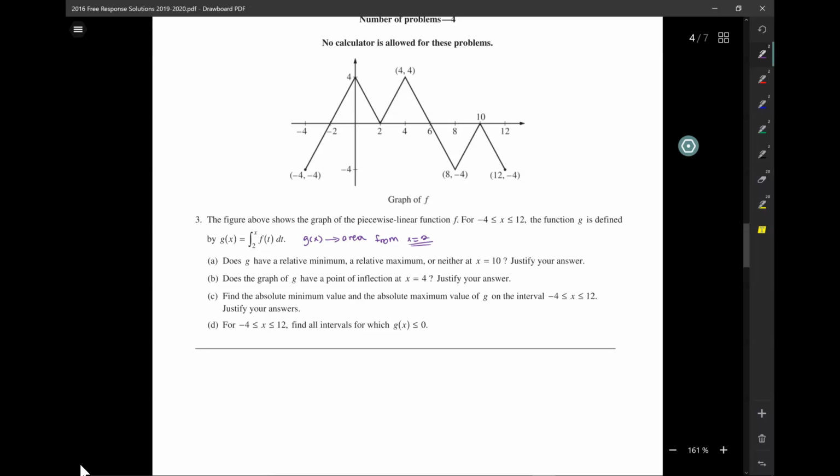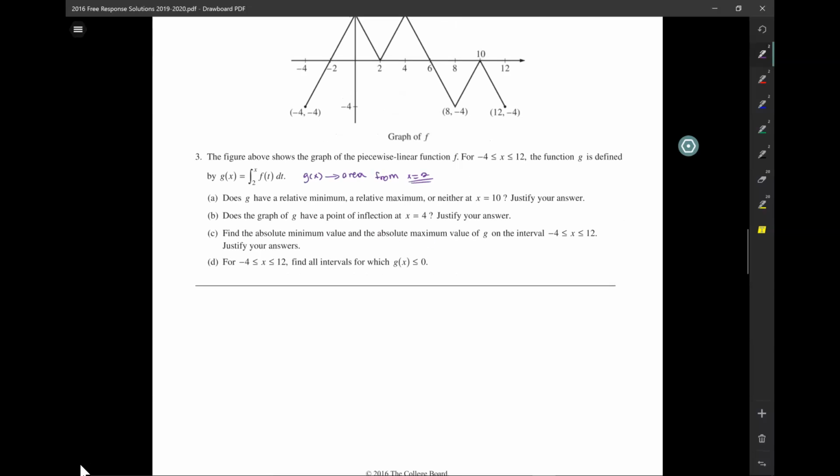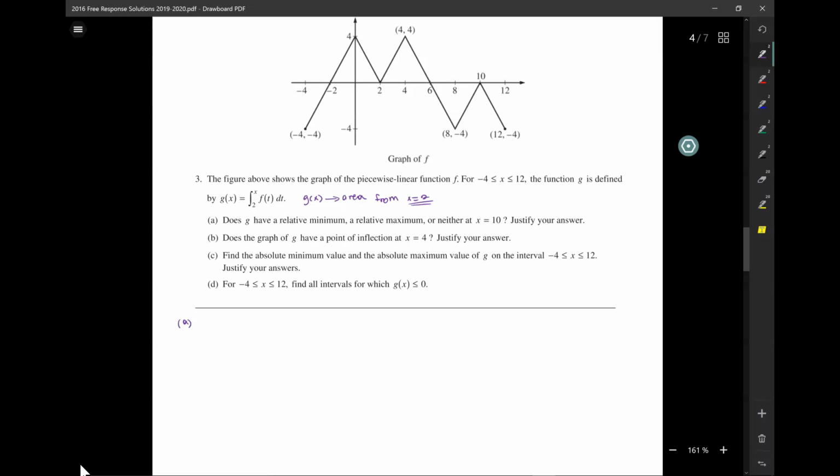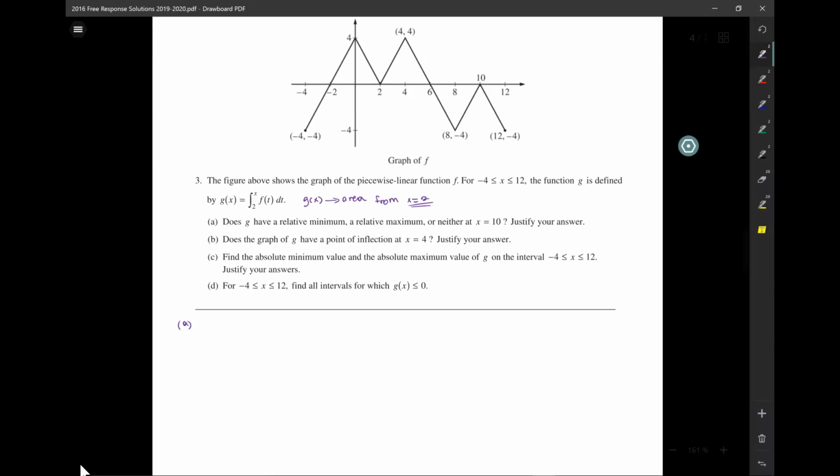Does g have a relative minimum, maximum, or neither at x equals 10? Okay, so for part A, we want to show that we understand this relationship, right? If you want to find the min or max of any quantity, you need to look at its derivative. So we need to consider g prime of x, and we know that g prime of x is just f of x. And so we want this exclusively at x equals 10, which is here.